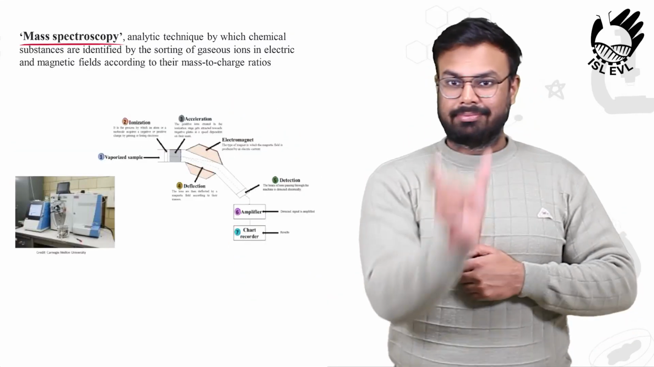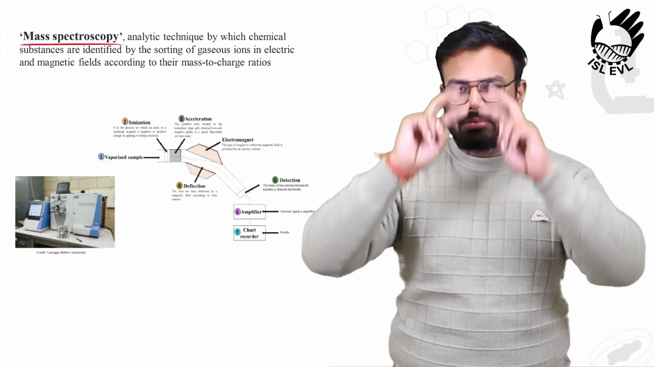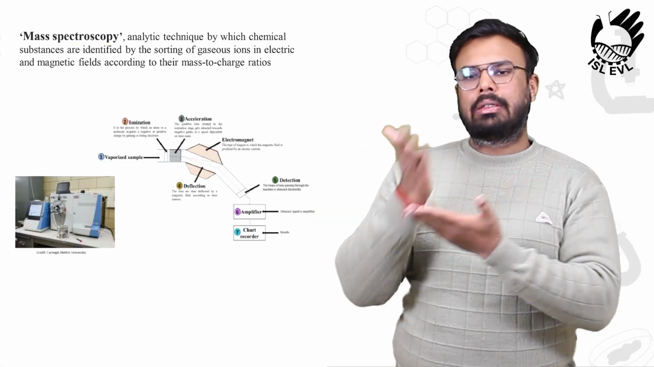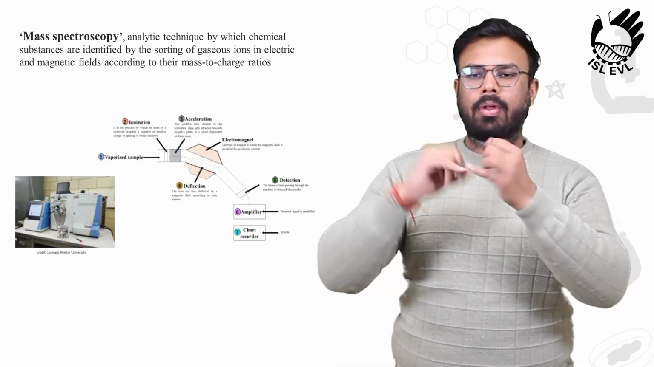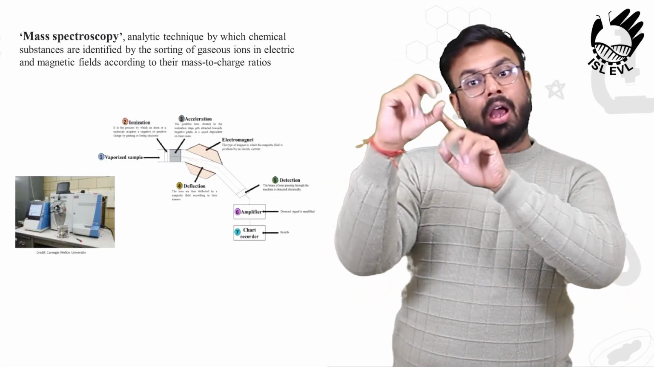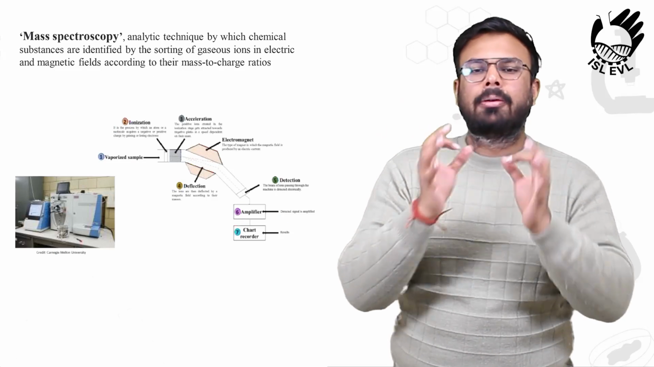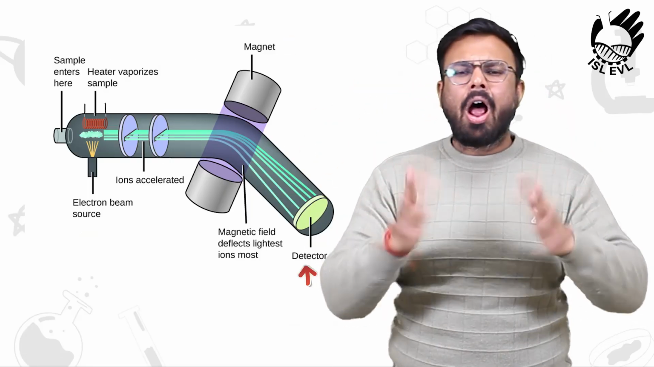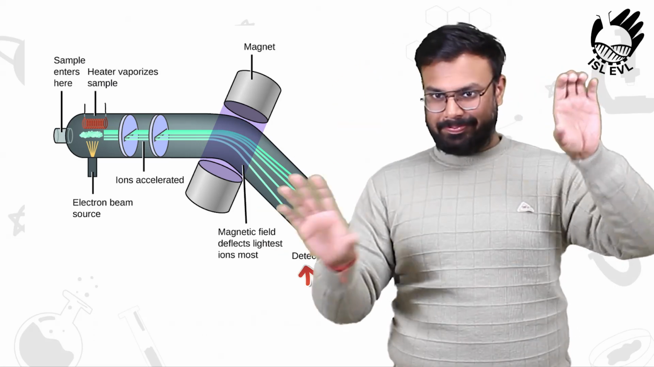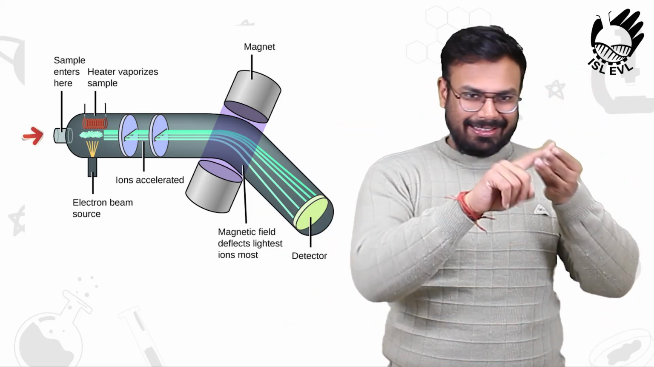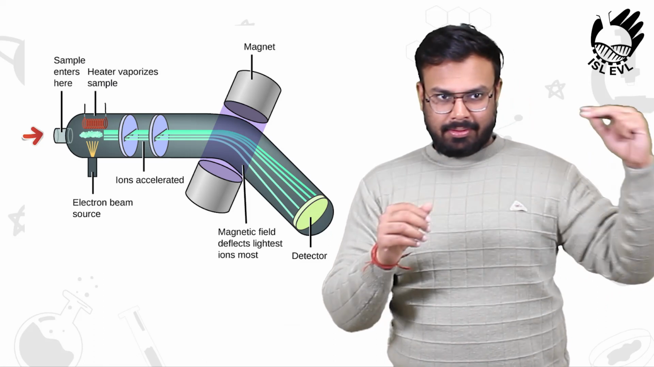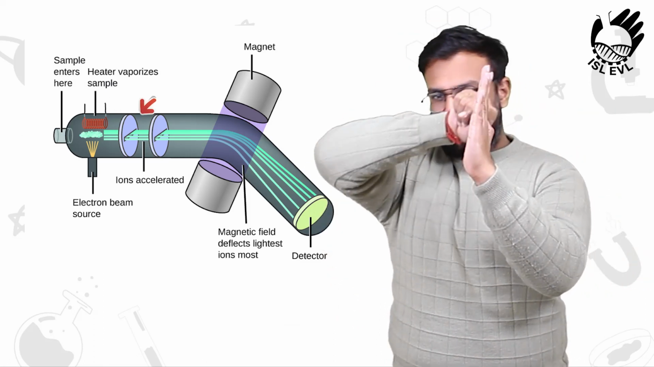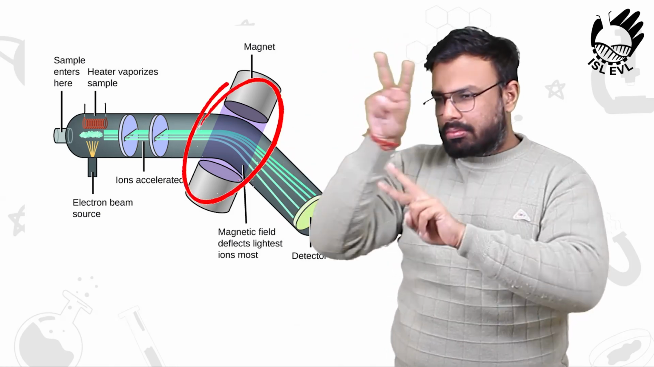Mass spectroscopy is an analytic technique by which chemical substances are identified by the sorting of gaseous ions in electric and magnetic fields according to their mass to charge ratios. Electron beam source, magnet, detector, sample enters here, as shown in the picture.